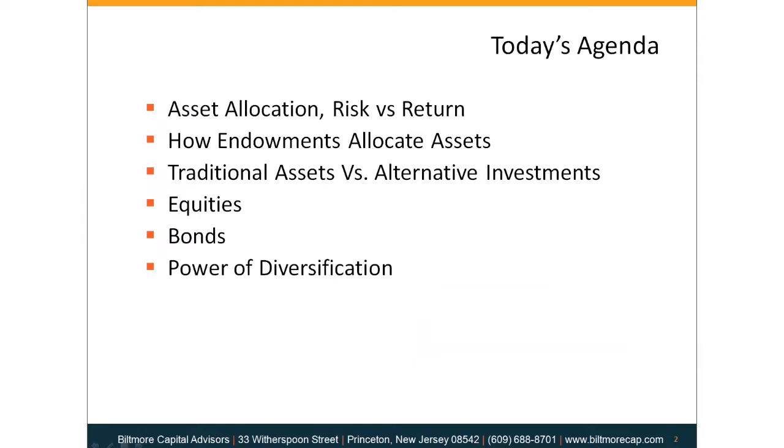Today's agenda, we're going to start off with this topic of asset allocation and risk and return, how the endowments allocate their assets. And then we're going to talk about traditional versus alternative investments, talk about stocks or equities, bonds, and last of all, bring it to a closing with some summaries about the effectiveness and power of diversification.